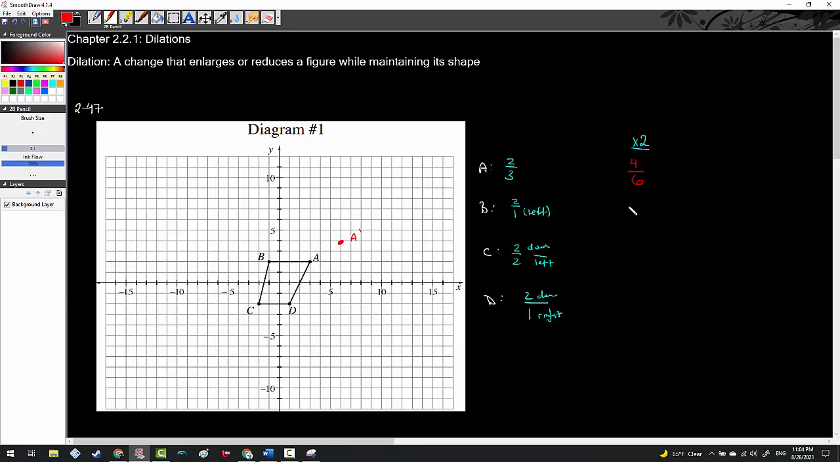This up 2 to the left by 1 is now going to be up 4 to the left by 2. I'll go and just put an L right there. That way I know, again, from the origin, up 1, 2, 3, 4 to the left by 1, 2. Again, I'll go and call this B prime.